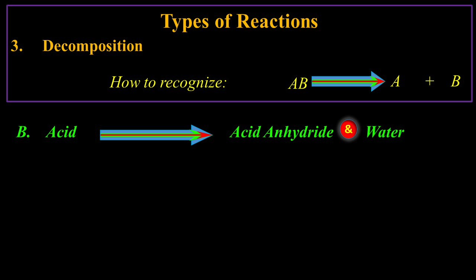Okay, I'm taking a complex substance, an acid, breaking it down into two complex substances, but a little bit less complex. So let's look at some examples of this.